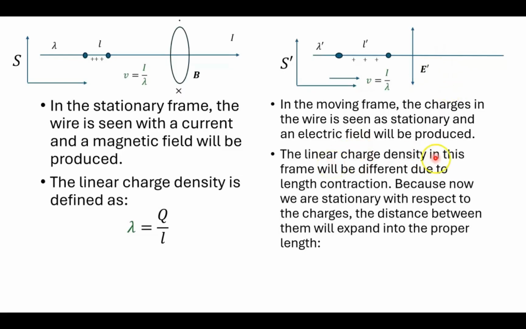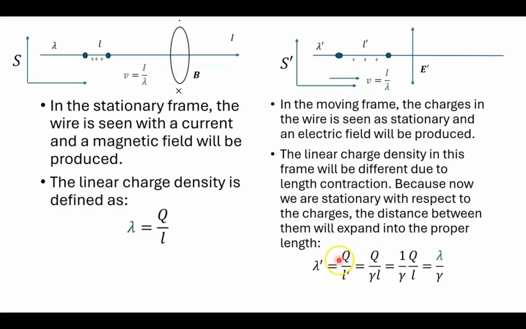And the linear charge density in this frame will be different due to length contraction, because now we are stationary with respect to the charges. The distance between them will expand into the proper length. So here, if we use this same interval and enclose these 3 charges, we find that this interval actually expands out, so it's longer, but the amount of charge in it is unchanged because charge is conserved.